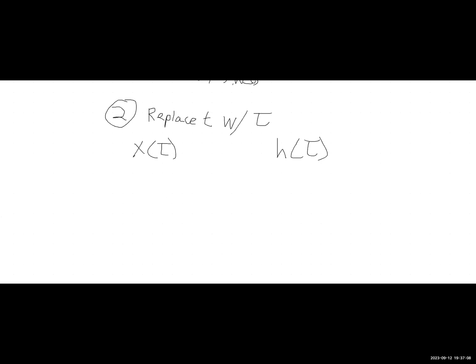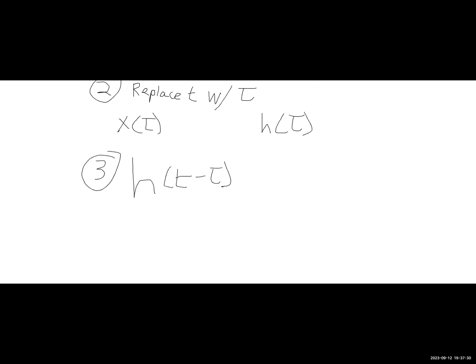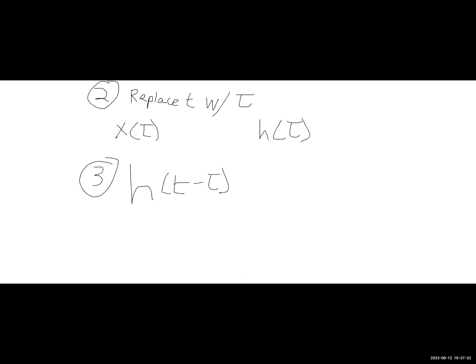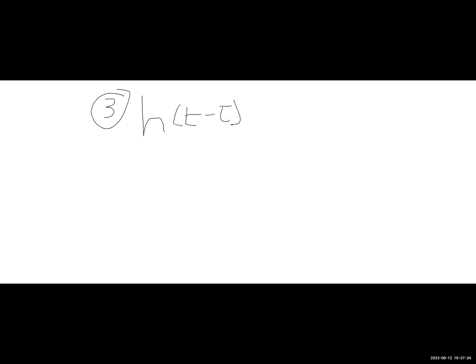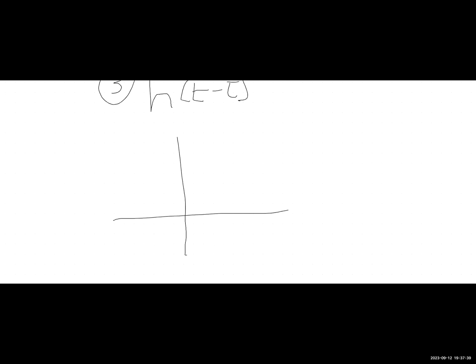And then our third step. Our third step, we need to shift and reflect our h of t. So we're going to get h of t minus tau, which is going to make our function h of t, or h of tau. We're going to shift it by t, and we're going to reflect it across the y-axis. We're going to do a time reversal. So we're going to get something that looks like this.